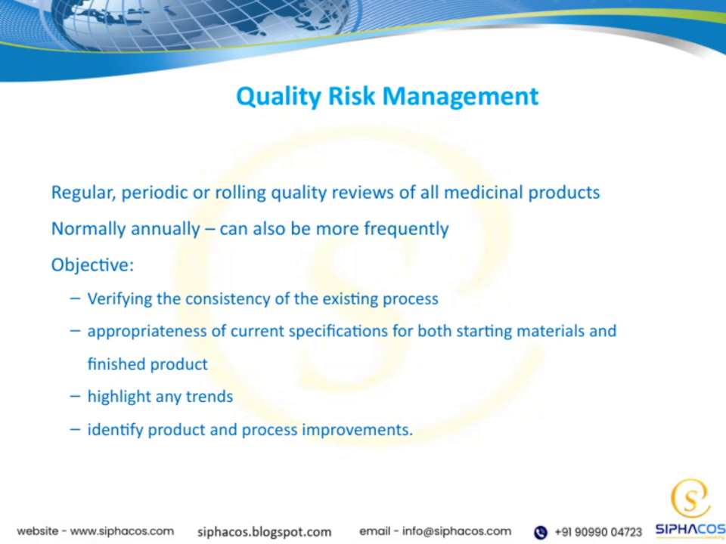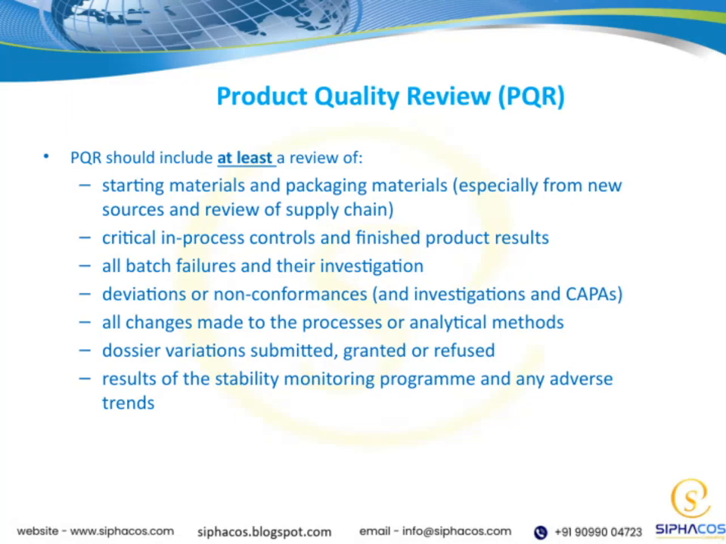And underpinning all of this is the concept of quality risk management. By systematically assessing risks, we can prioritize areas that need attention, make informed decisions, and maintain the highest level of quality assurance throughout the product lifecycle. So, in essence, these reviews are a proactive way to safeguard product quality, adapt to changing data, and continuously improve our processes. Now, let's discuss what PQR should include.